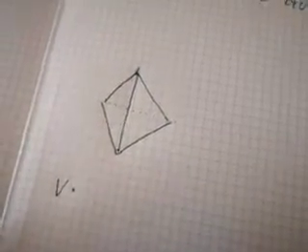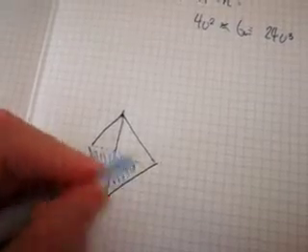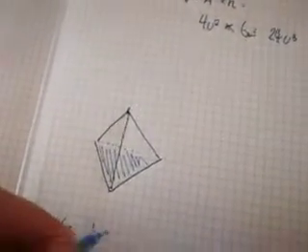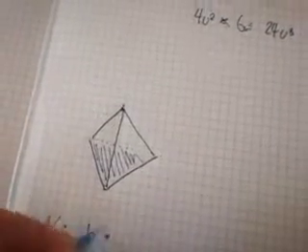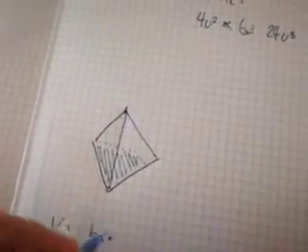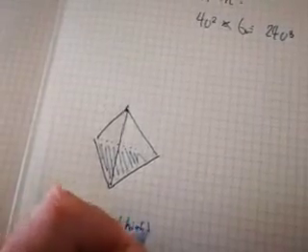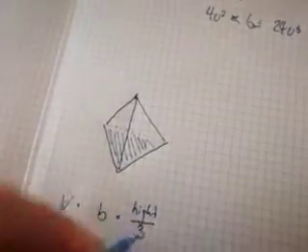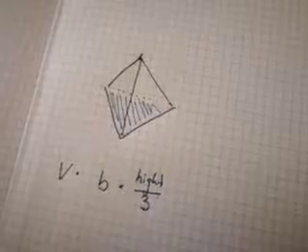And the volume of that is, again, if we find the area of the base, okay, so we call that the area of the base, and we multiply that by the height of the pyramid divided by 3. And we could find out the reason why it's divided by 3 in a moment.